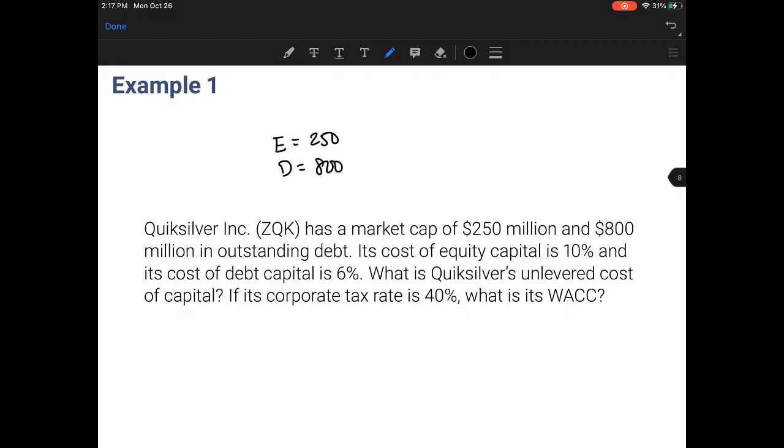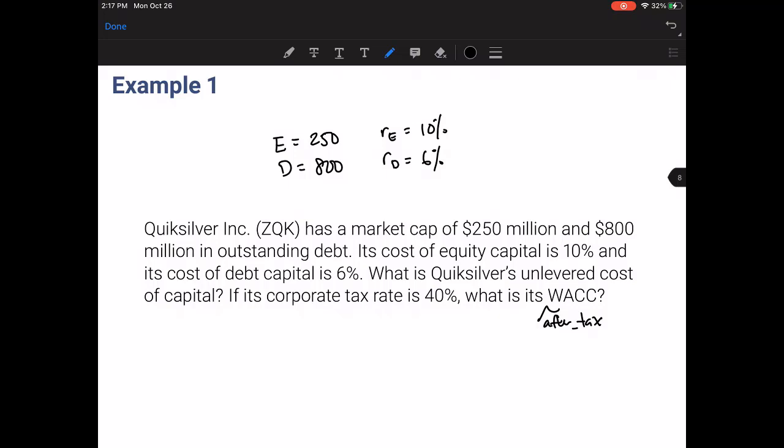Next, we also assume that the cost of equity capital is 10% and the cost of debt capital is 6%. So using the same variables we defined earlier, RE is equal to 10% and RD is equal to 6%. So I presume that these are all per annum. So let's just assume they are per annum. What is Quicksilver's unlevered cost of capital? And if its corporate tax rate is 40%, what is its after-tax WACC? So let me write after tax just to emphasize that we're considering our tax shields.